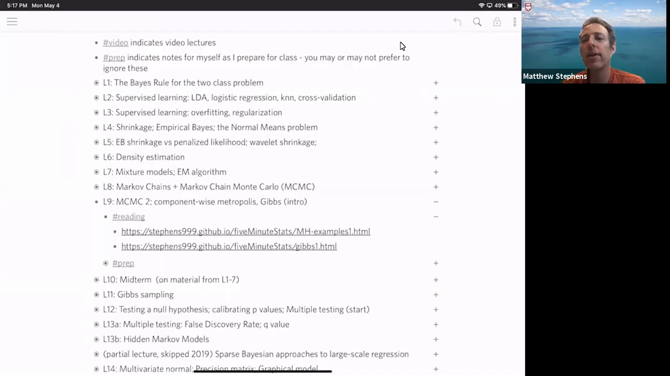Actually, Gibbs sampling turns out to be a special case of Metropolis Hastings, but that's not going to be obvious immediately, and it's probably not useful to think about it that way initially. But just keep in mind that Gibbs sampling is a special case. For now, let's take a look at the introduction to Gibbs sampling.